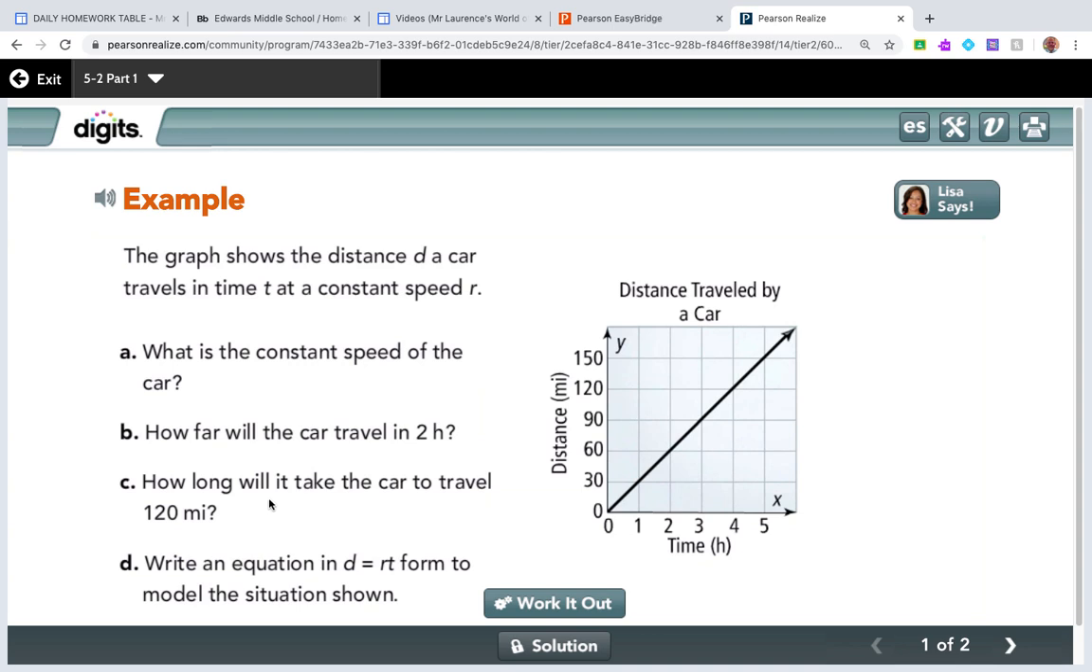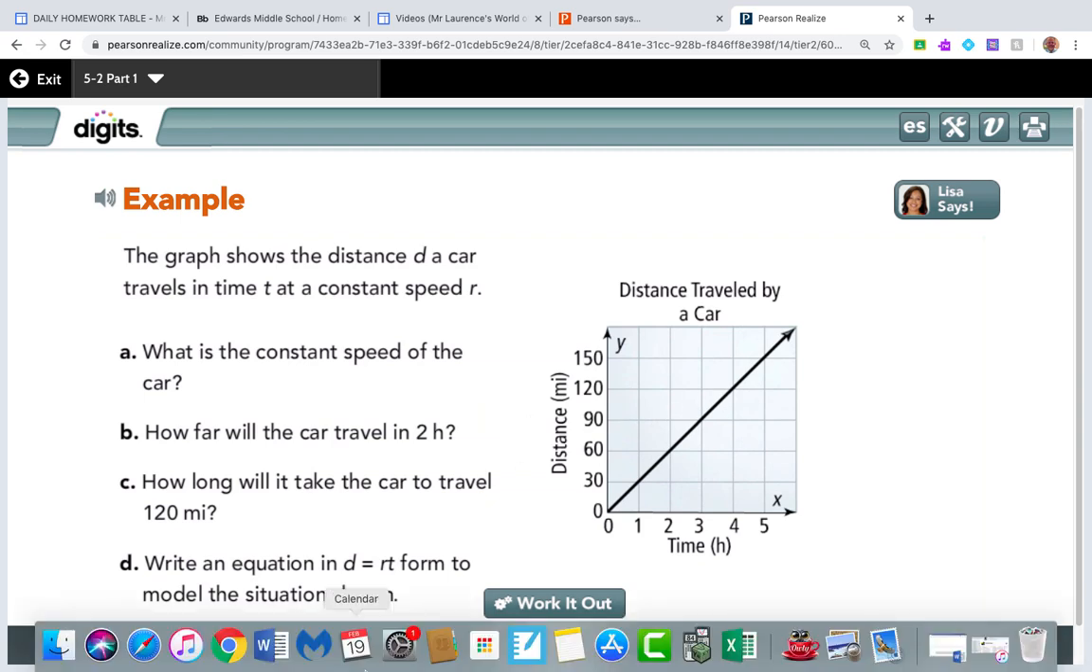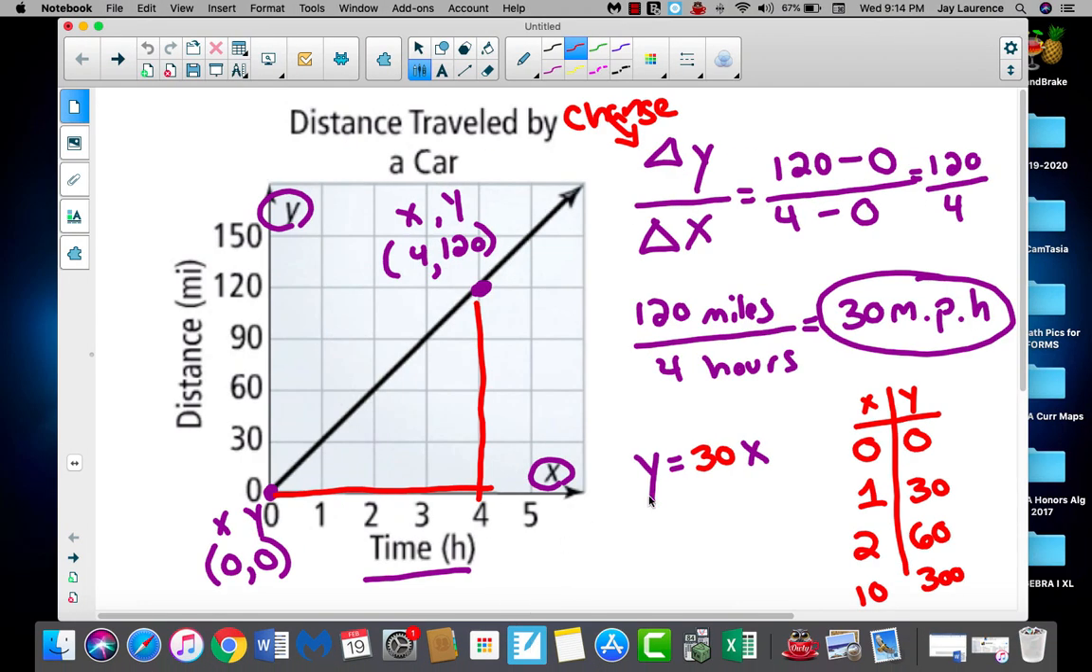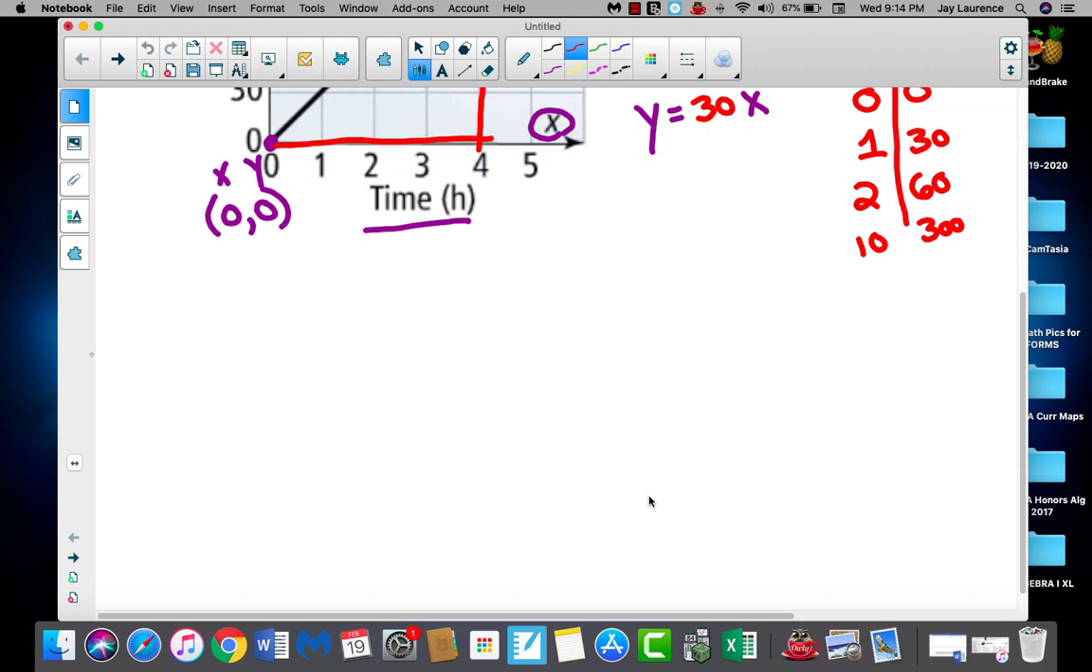So it says, how long will it take the car to travel 120 miles? Well, if you're looking at that table I just went to, well, let's see here. 120 miles took 4 hours. See that? If I wanted to do it algebraically, Taylor, pay attention to this because I've been preaching algebra to you an awful lot lately.